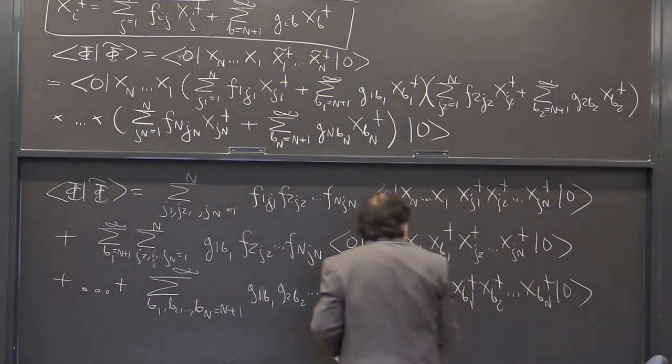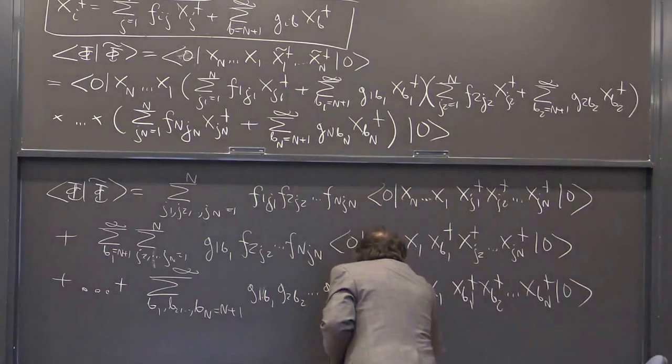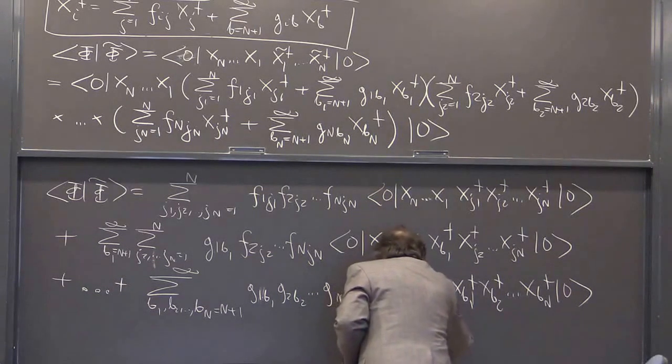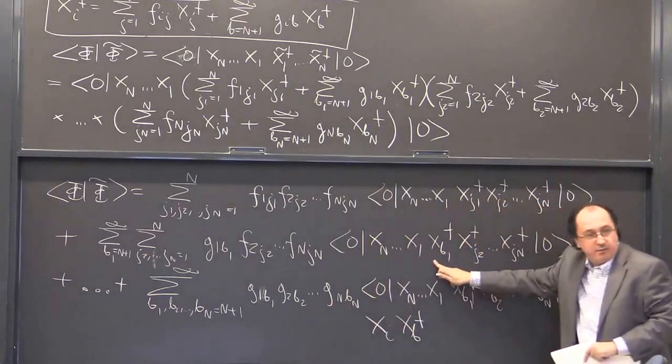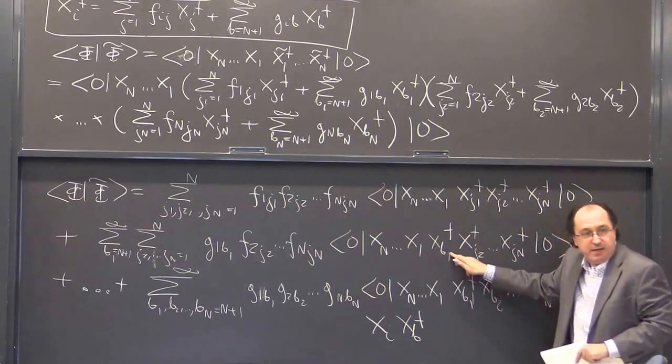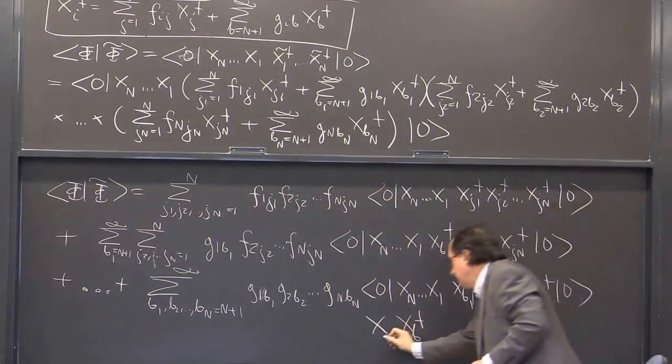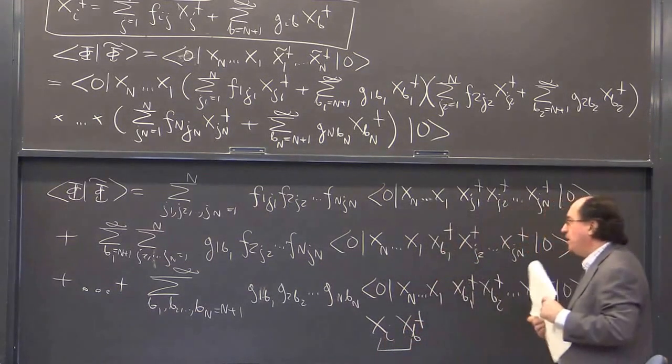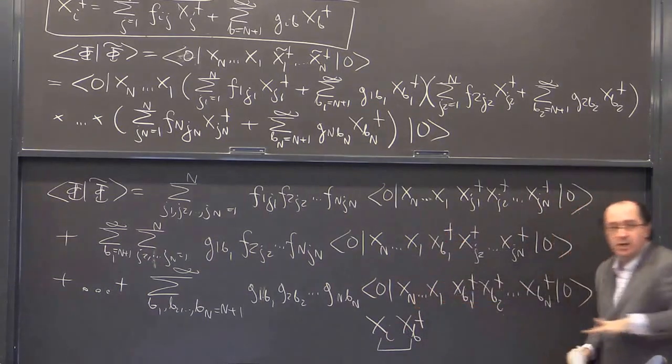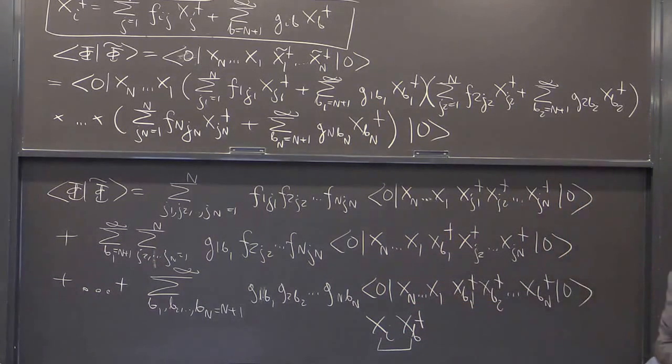This is a contraction of the xi, xb dagger type: x with an occupied index and xb. And if you really think about all the remaining terms, there will be at least one contraction of this type there, one of the x's with one of the xb daggers. If you have more, of course, there will be more of them.